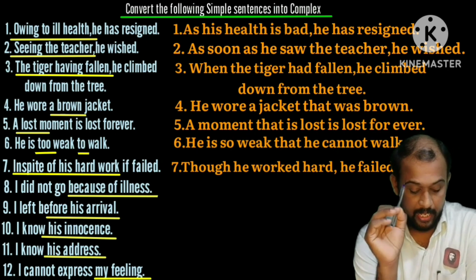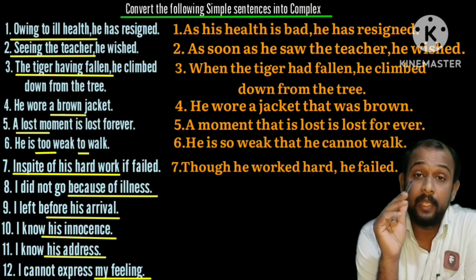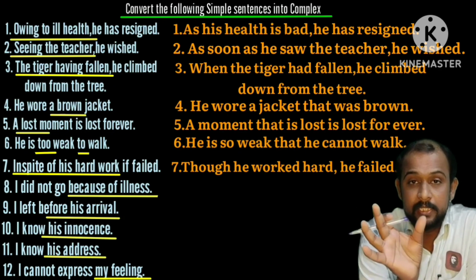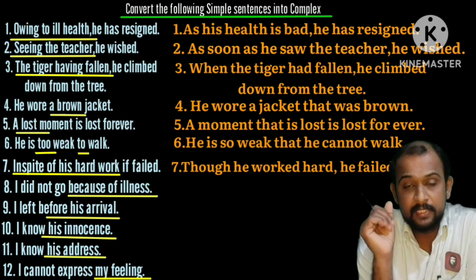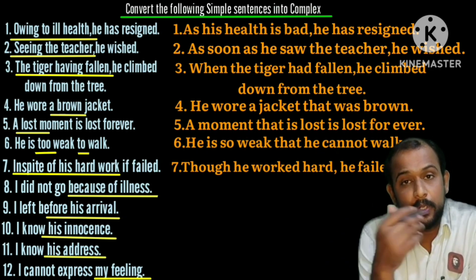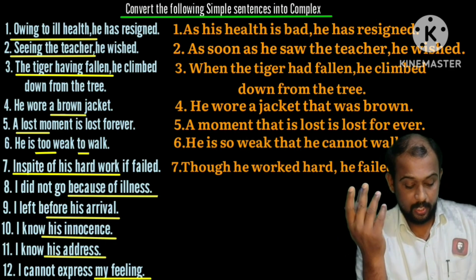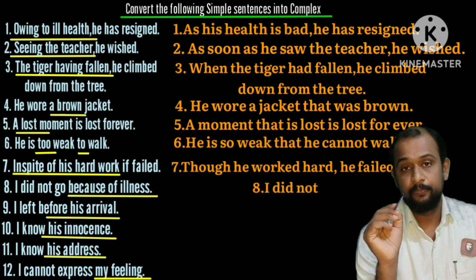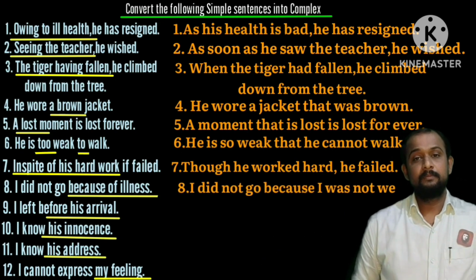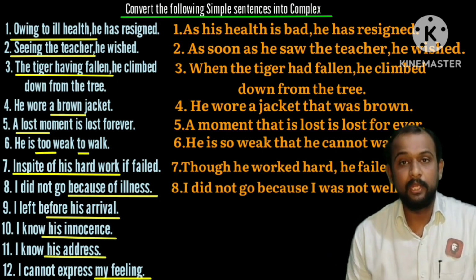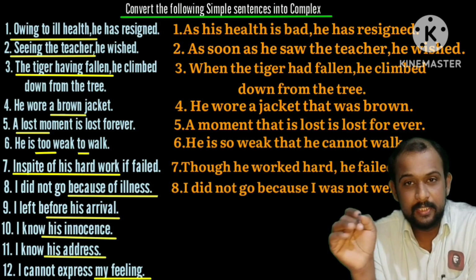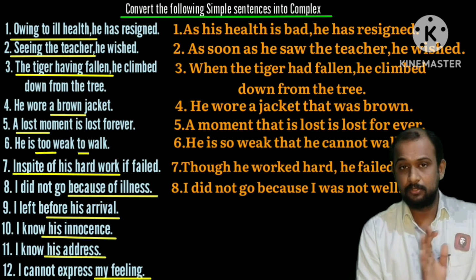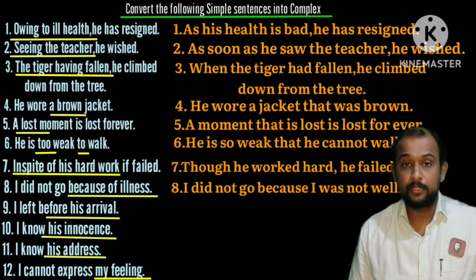Next. I did not go because of illness. So here the main clause is I did not go. Because of illness is again a phrase. How will you convert this into a clause? I did not go because I was not well. See, because is the subordinator here. I was not well is the clause. I did not go is past tense, so even the subclause is also past tense. I was not well.